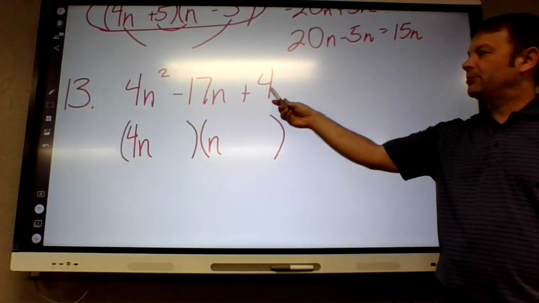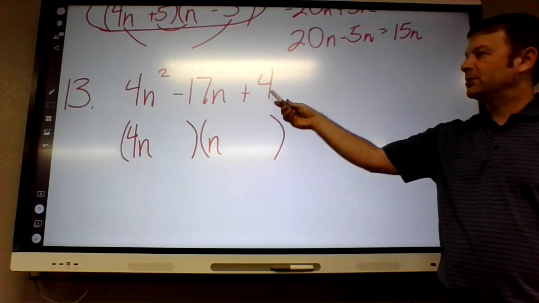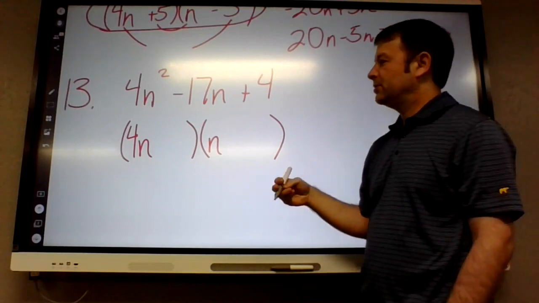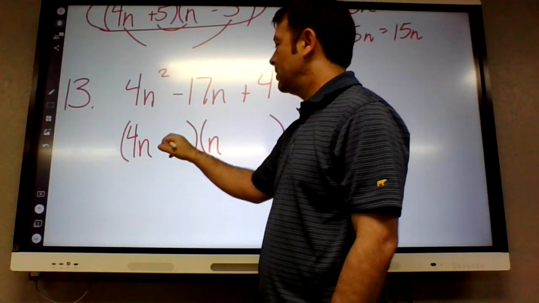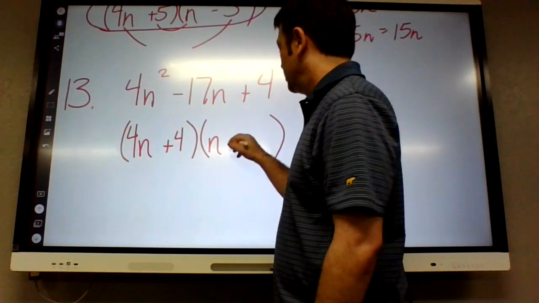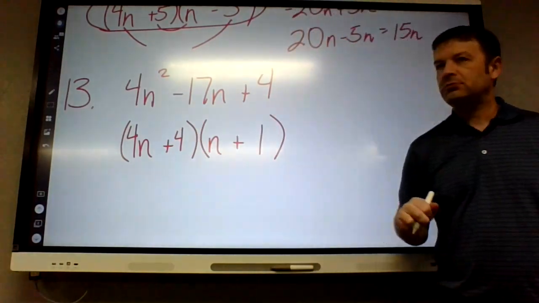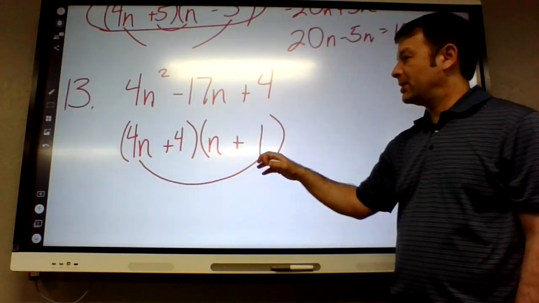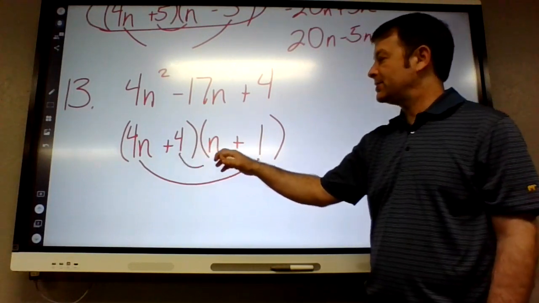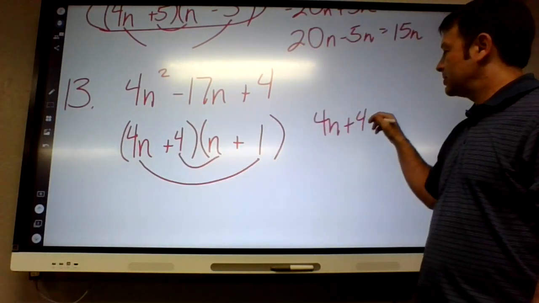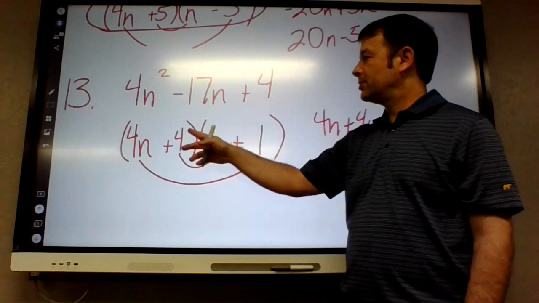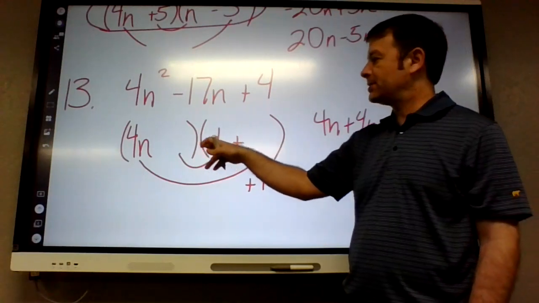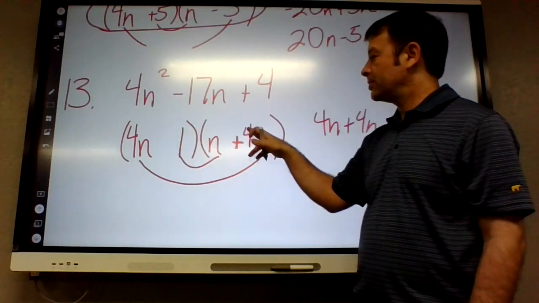And then what multiplies into 4 here? Okay, 2 and 2 or 1 and 4, right? Let me do it wrong first. Now, if I do the outside here, that's 4n, and the inside is 4n. That adds up to 8n, so that's not right. So do I have to try 2 and 2 now? No. What you really should try next is 1 and 4, switching the 1 and the 4.